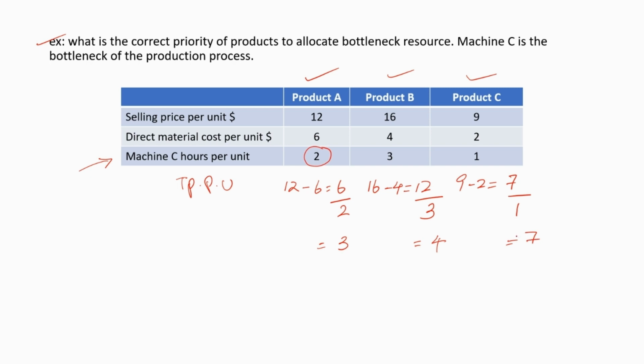This calculation is the same as the limiting factor calculation. In limiting factor calculation, we calculated the contribution per unit per limiting factor. Here we calculate the throughput per unit per bottleneck resource. Then we give the priority to the highest value, which is 7. The next highest value is 4 and finally the value 3. So the correct priority of products to allocate bottleneck resource is product C is the first one, then allocate to product B and finally allocate to product A.